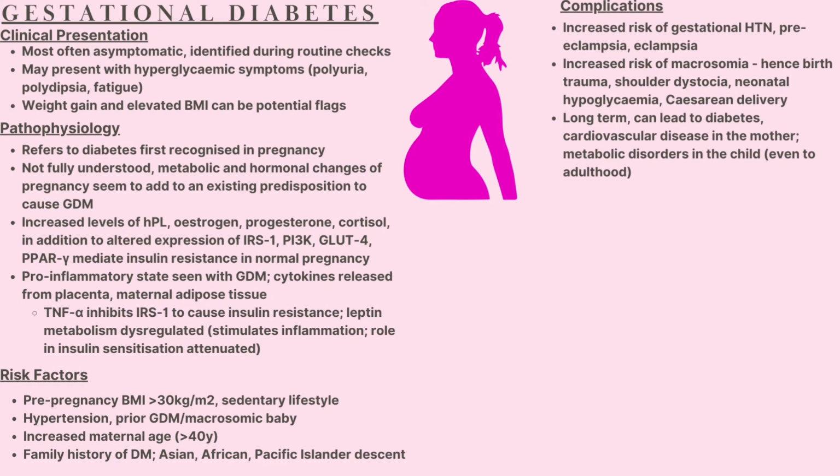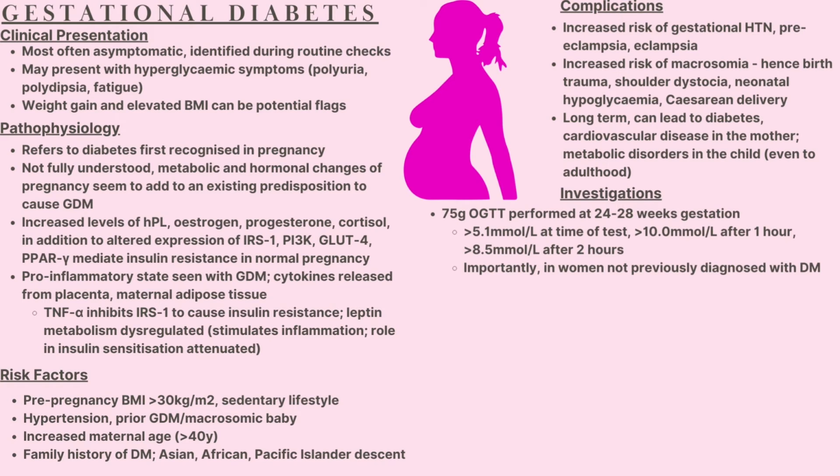Gestational diabetes can have some significant complications, which is why such attention is paid to it during pregnancy. There is an increased risk of gestational hypertension, preeclampsia, and eclampsia. There is an increased risk of macrosomia, meaning a risk of birth trauma, shoulder dystocia, neonatal hypoglycemia, and caesarean delivery. Long term, gestational diabetes can predispose to diabetes and cardiovascular disease in the mother, as well as metabolic disorders in the child. The risks to the child can affect them in adulthood as well.